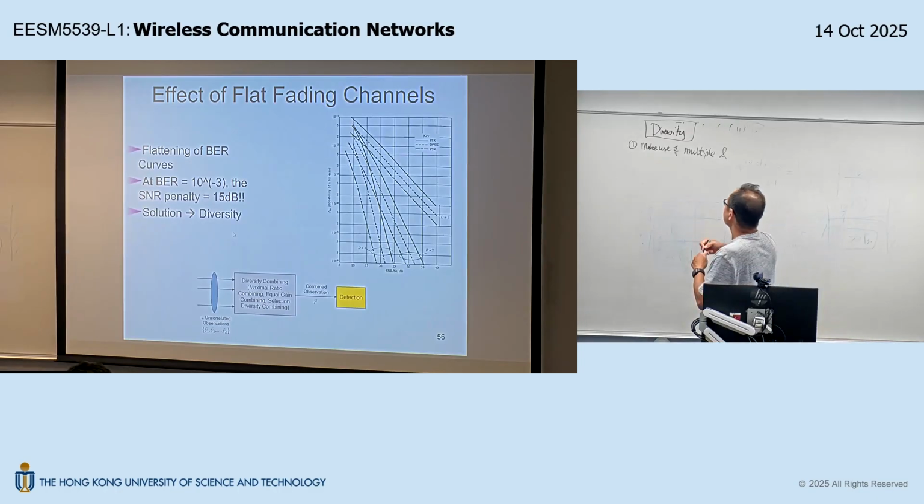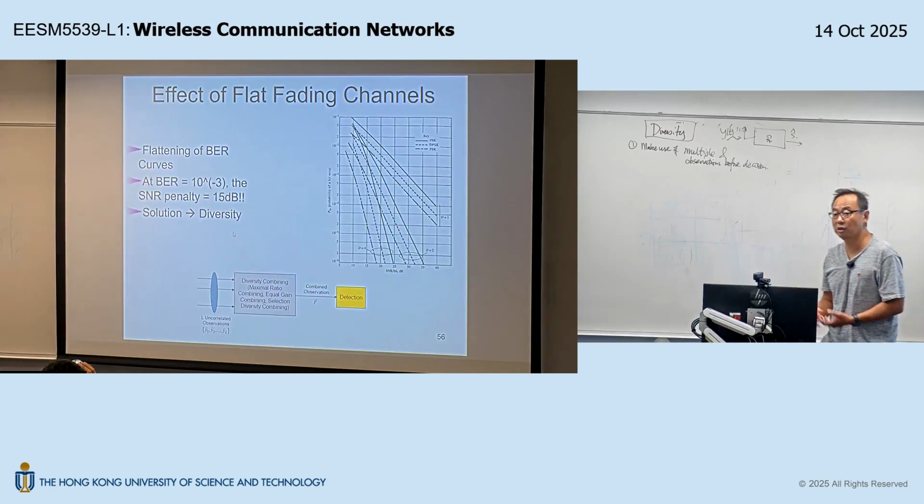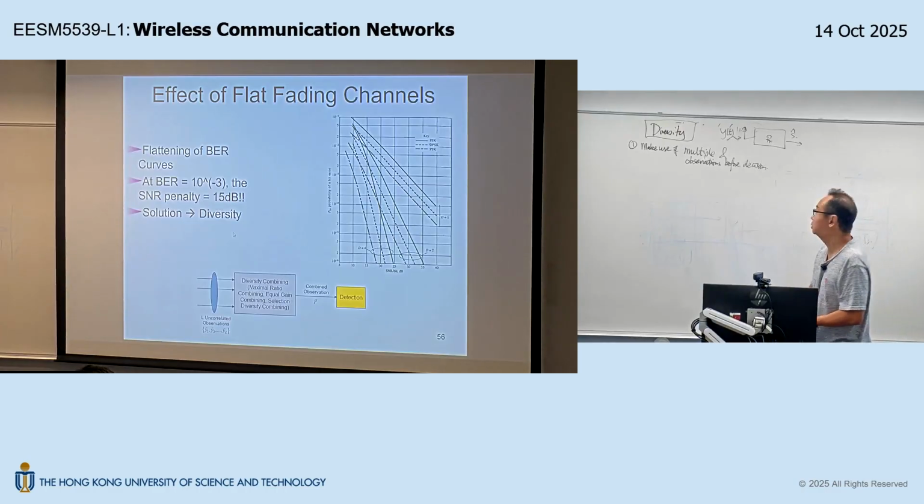You try to make use of multiple observations before making a decision. Remember when we talk about the modulation or receiver, we treat the receiver as a black box, right? Based on the noisy observation, you have to make a decision on what could have been transmitted by the transmitter. And at that time we explained you should use minimum distance demodulation, right? Because that gives you the highest probability to explain the observation.